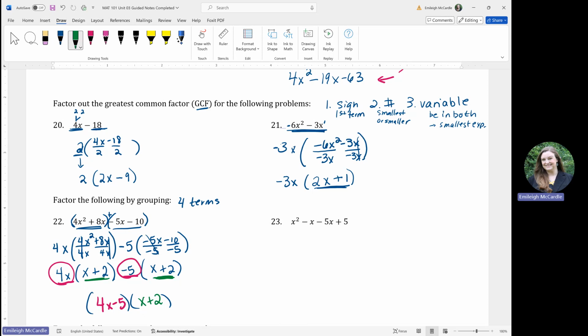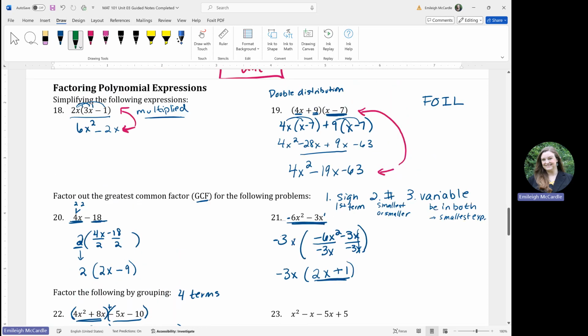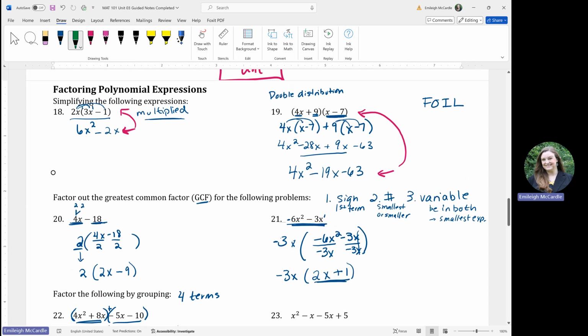I want to take a minute and explain why this works out the way it does. So just keep in mind that these two parentheses are the same. Let me go all the way back up here to number 19.